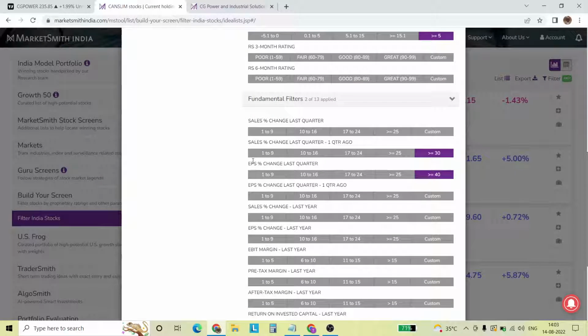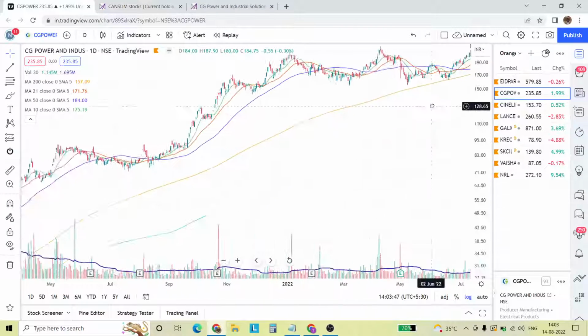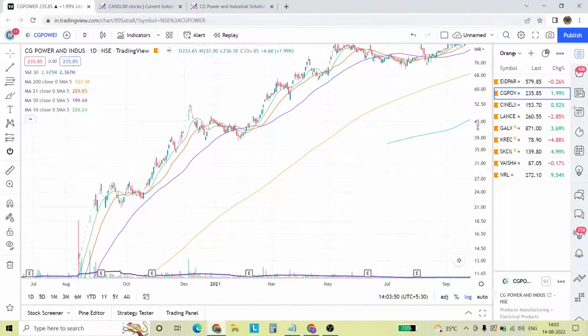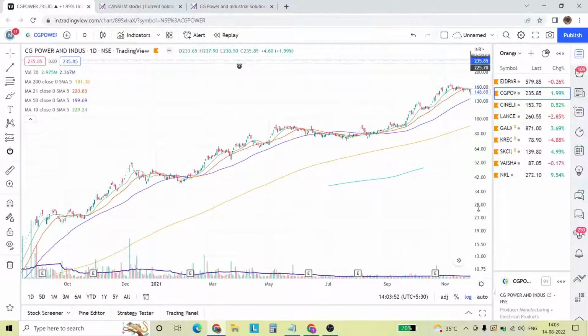The next one is the fundamental filter. Like I said, the EPS change for the last quarter should be greater than 40%, and sales should be greater than 30%. You can play with these numbers, you can try greater than 50%, greater than 30%, whatever. The idea is that you want to be in a growth based stock, so that's why this particular filter. You can try 35%, you can give 45%, play around. Just make sure that you are in a growth based stock. Only growth based stocks will show this kind of move, not your ITC or Reliance. They are not growth based stocks anymore.